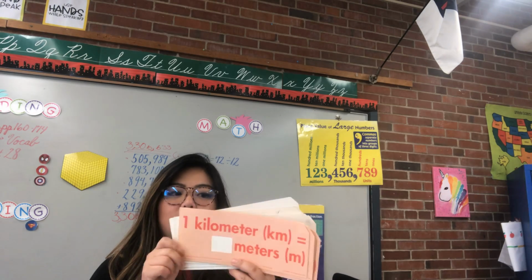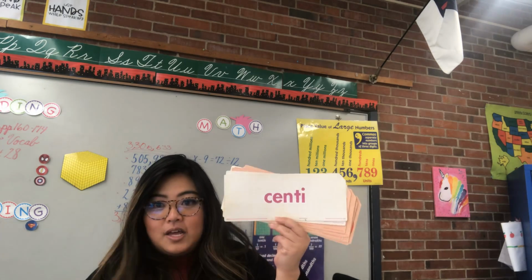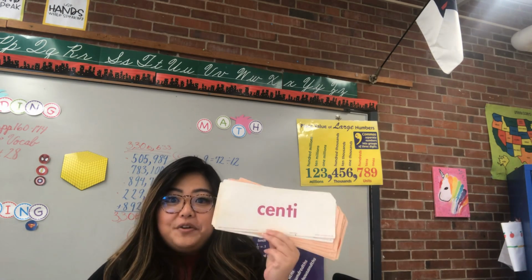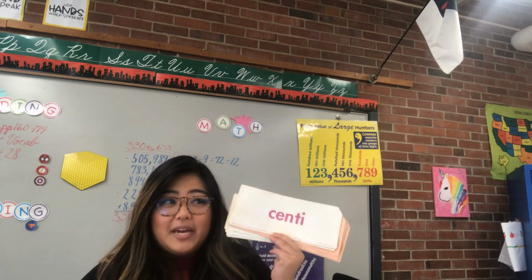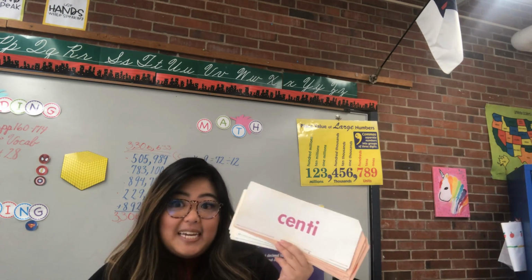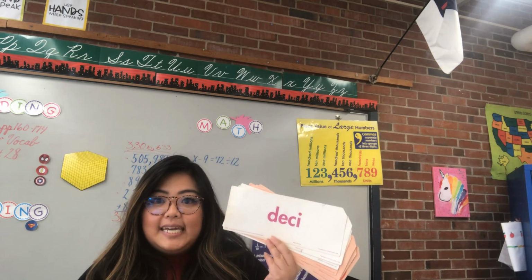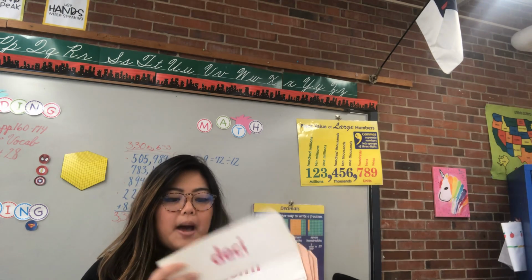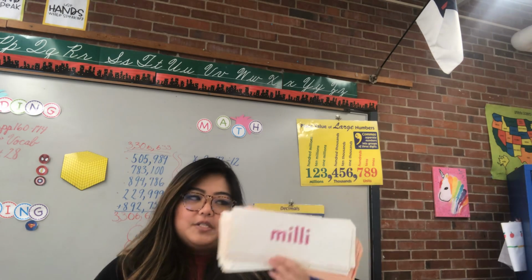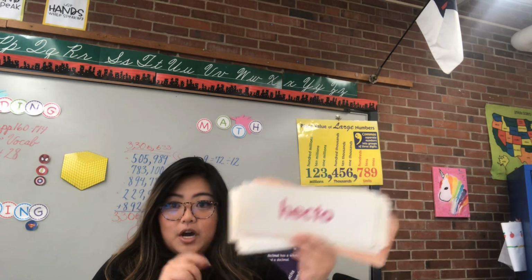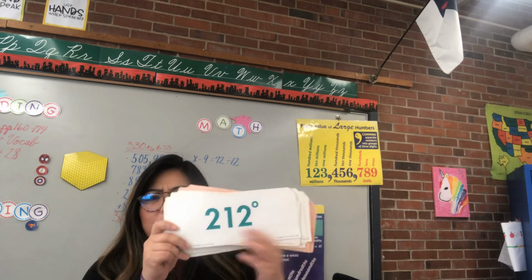1,000, this is kilo. All right. Deca's 10. Centi, 1/100th or 0.01. Remember we said like a cent, there's 100 that make $1. For a centipede, it has 100 legs. Deci, 1/10 or 0.1. Milli, 1/1000th or 0.001. Hecto, hundred, kilo, 1,000.